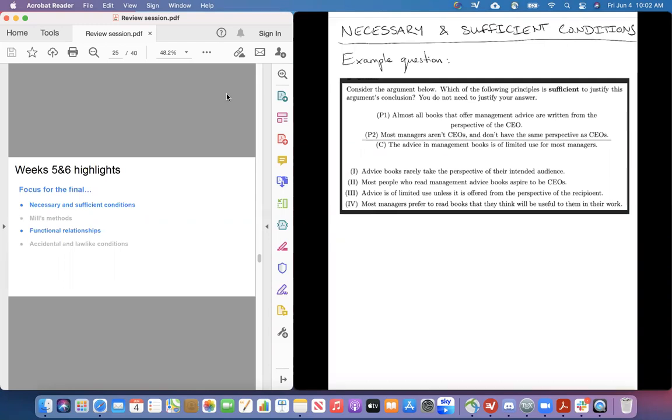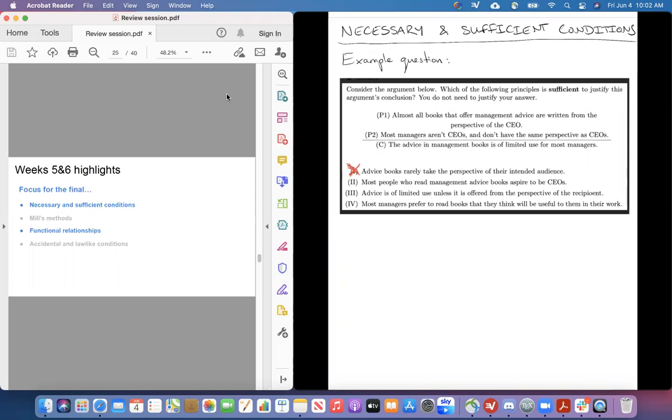Number 1 says advice books rarely take the perspective of their intended audience. But number 1 isn't quite what we want. Why is that? Well, how often this in number 1 does or does not happen wouldn't help us make the conclusion. It still leaves open this gap that we're looking to fill of, can you get a lot out of a book written from the perspective of someone different from you? That's the gap we're looking to fill. That's the issue here in the argument. 1 doesn't fill it. So we're going to rule out 1.